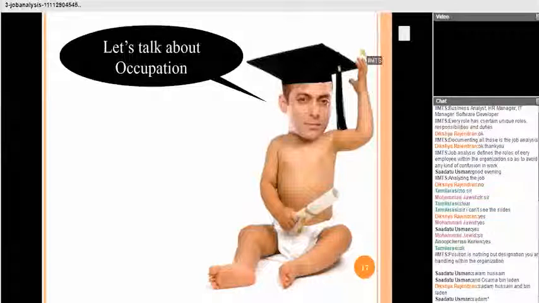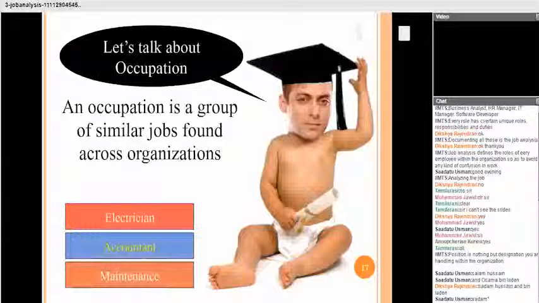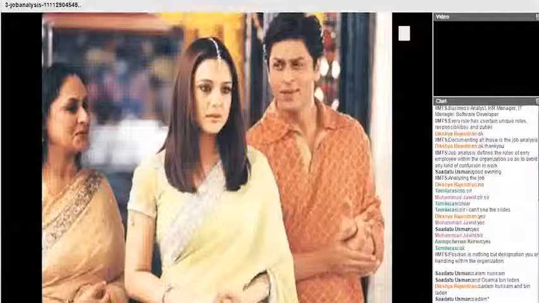Then let's talk about occupation. An occupation is a group of similar jobs found across organizations. When you combine a group of similar types of jobs within the organization, that is called an occupation. Like electrician, accountants, and maintenance. So electrician is an occupation. Accountant is also an occupation. Maintenance is also an occupation.